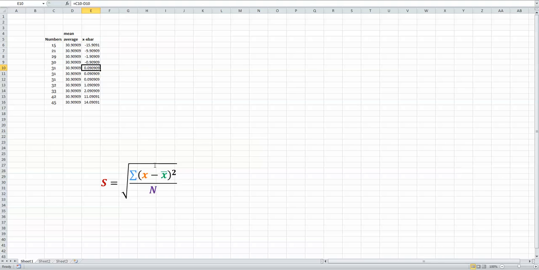The next step is to square it. Now the important thing that you need to know, and the reason that we square, is to make sure all of the values are always positive. So let's go and square everything. X take X bar squared. That's what this is going to be about.